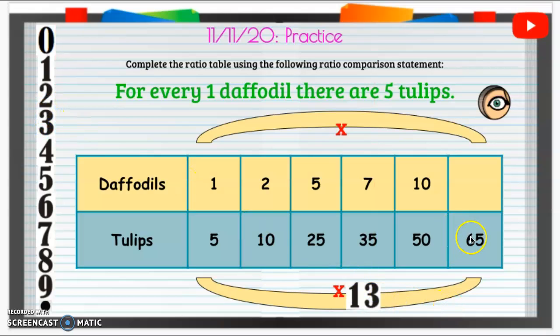Or you can say, okay, 65 divided by 5, I know is 13. You can also do a long division there. All right, so 5 times 13 is 65. What you do to the bottom, you must do to the top, and vice versa, meaning what you do to the top, you must do to the bottom. So 1 times 13 is just 13. That's it. So that is it for our practice. Great job.